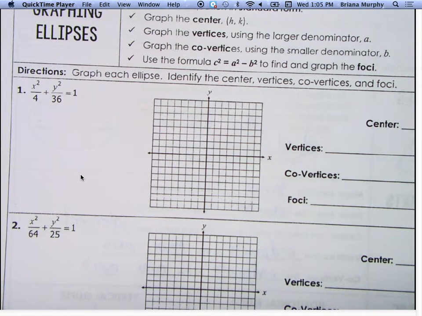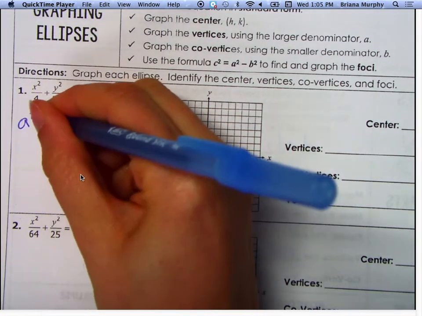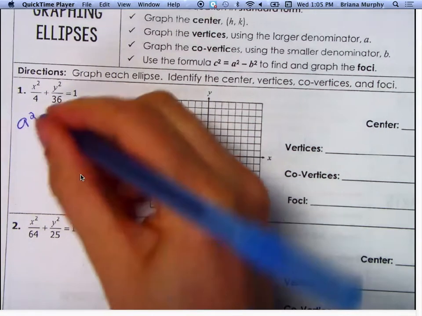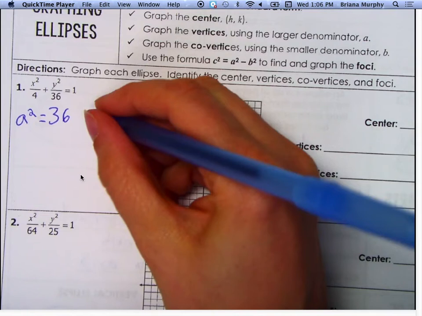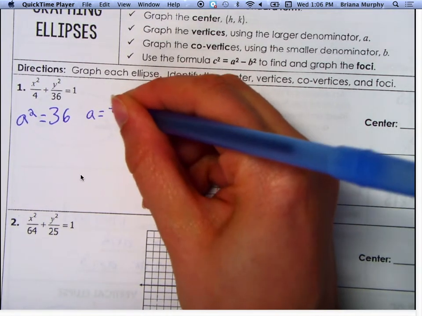So here we are. We're starting with our number 1. We have x squared over 4 plus y squared over 36 equals 1. So my first question to you is, which one of these is A squared? 4 or 36? 36. A always has to be the biggest one. Okay? So what's the square root of 36? Plus or minus 6.